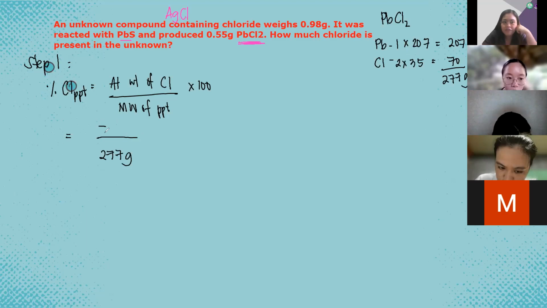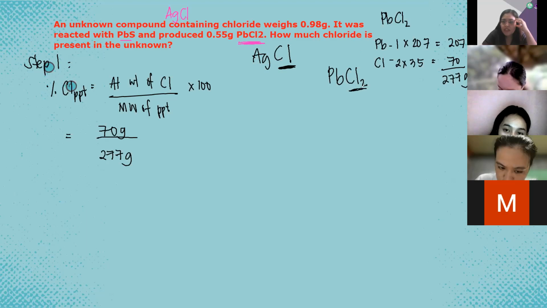Pero the twist is you have to use 70 grams here for the atomic weight of chloride. Kanina 35 lang, right? Kung titingnan niyo yung previous examples natin for chloride, 35 lang, kasi silver chloride yun. Isang chloride lang ang meron sa precipitate. Pero kung titingnan natin ang new precipitate natin ngayon, PbCl2, meaning dalawang chloride ang present. So i-consider mo siya sa computation na dalawa yung chloride na present in the precipitate. Kaya do not use 35 grams. Instead, use the 70 grams times 100.